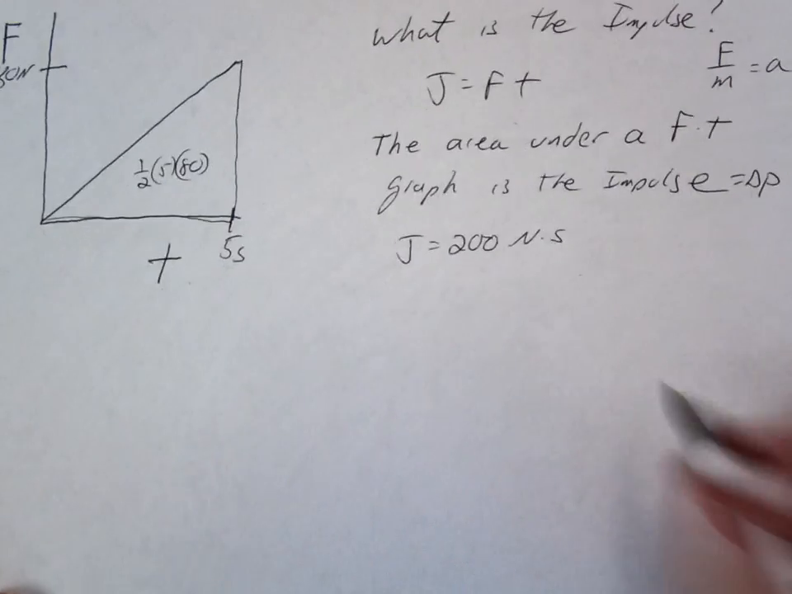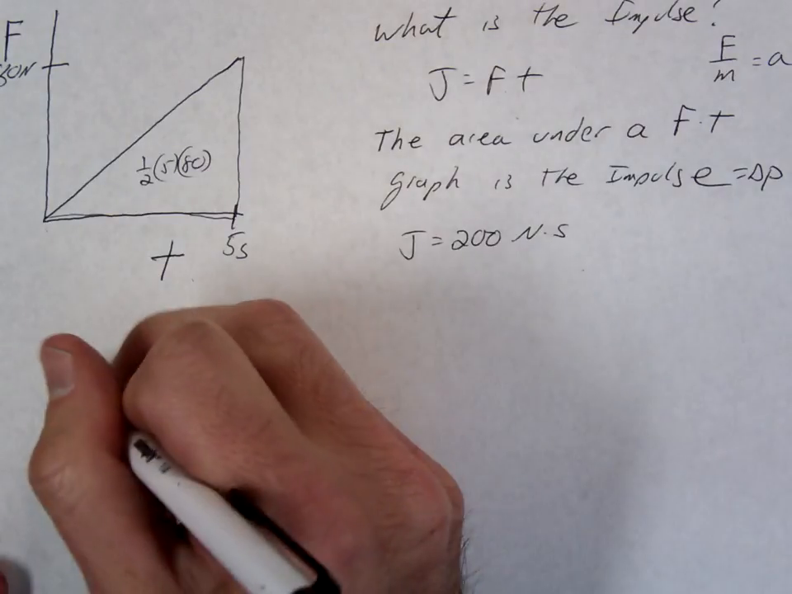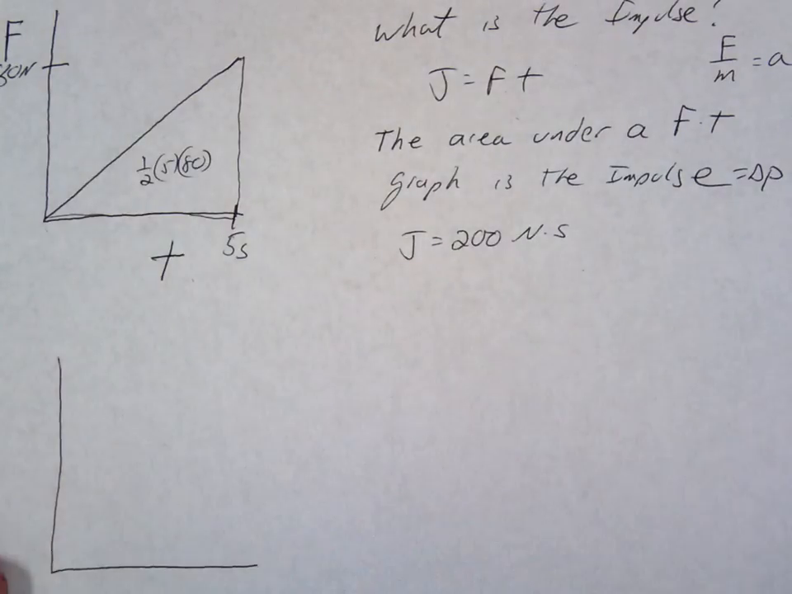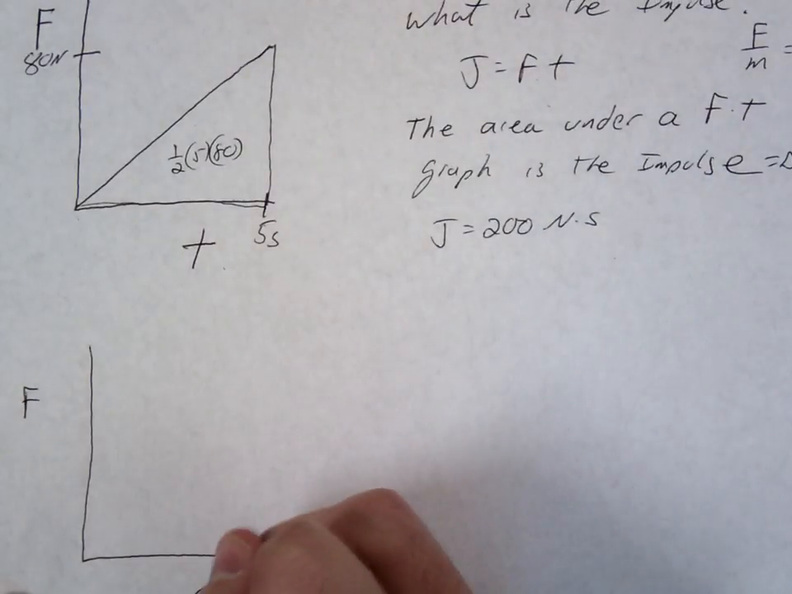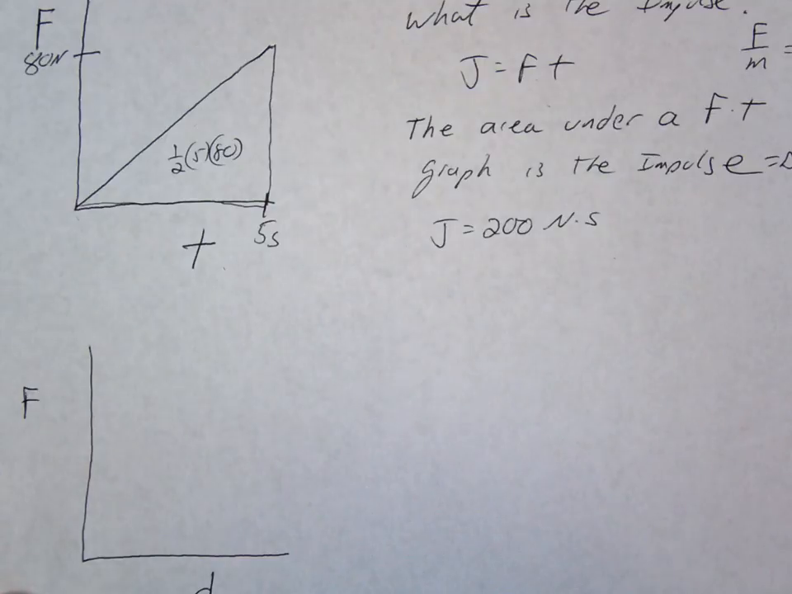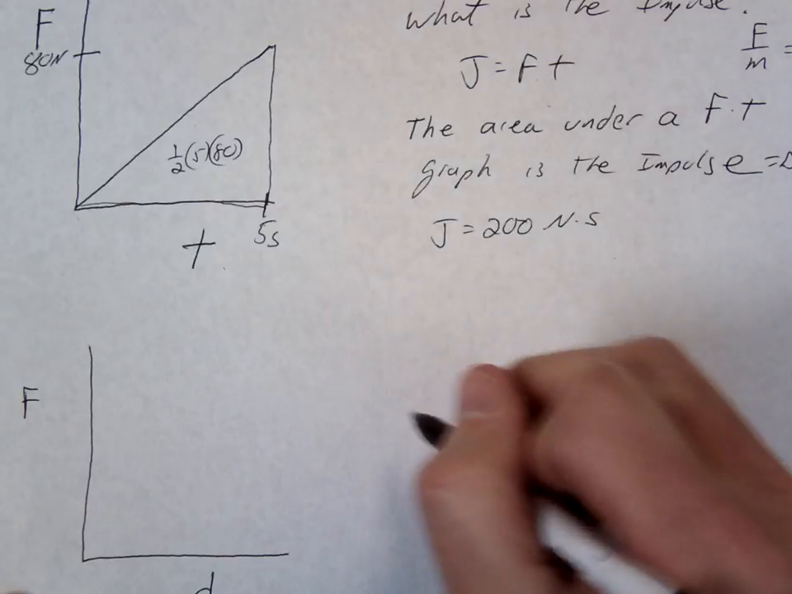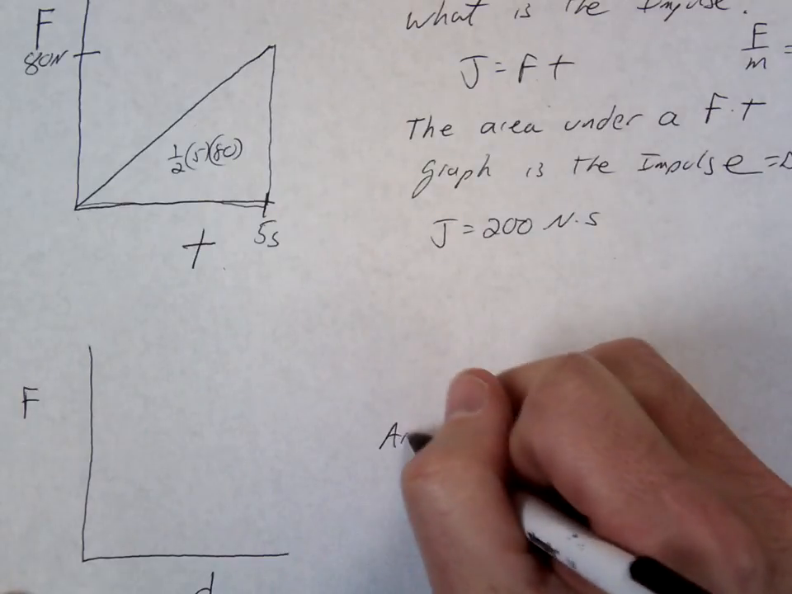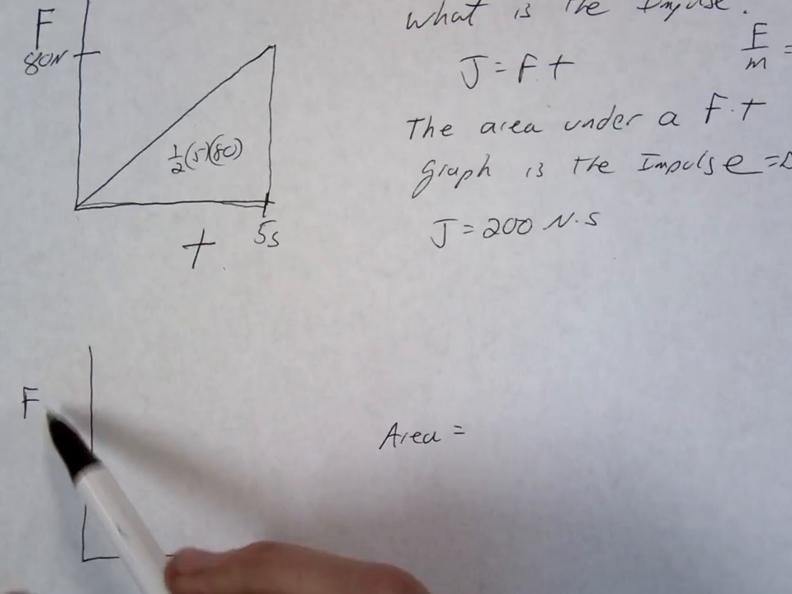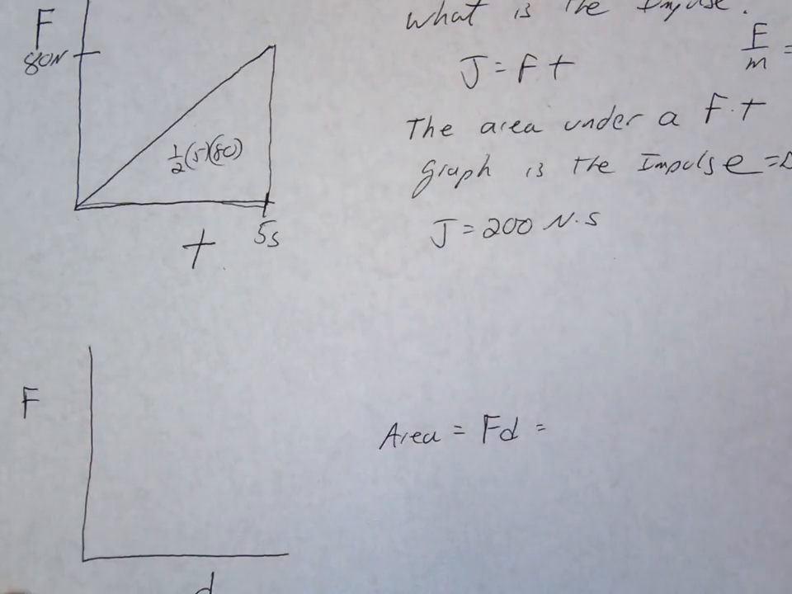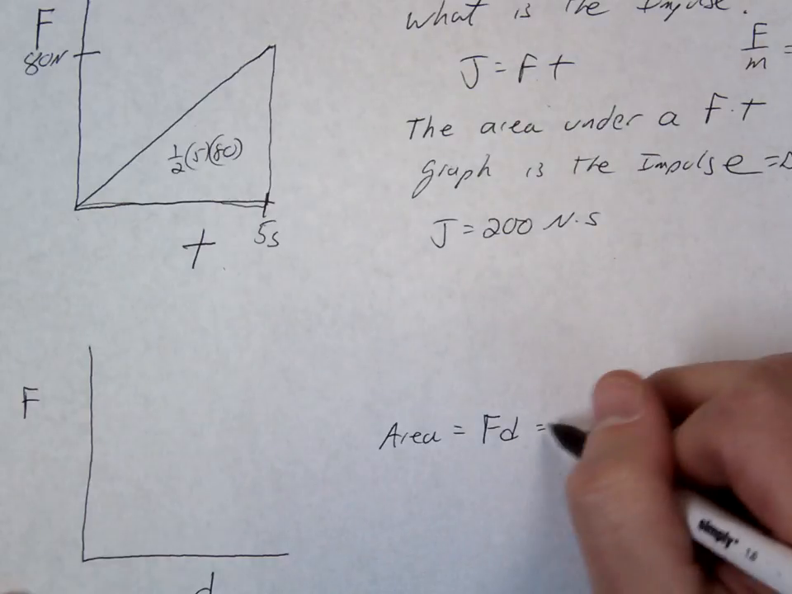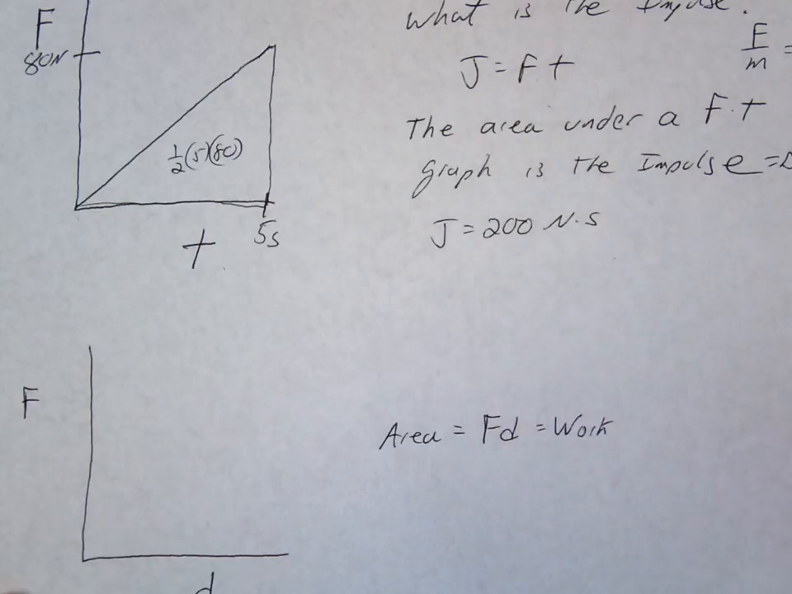Okay, I do want to just point out a similar graph that we've seen before. Let's say you have an F times D, F versus D. So what is the area of this going to tell us? Well, first of all, that would be F times D, right? Area would be our FD. And what is FD? Work. So notice the area of an FD graph is going to be work.